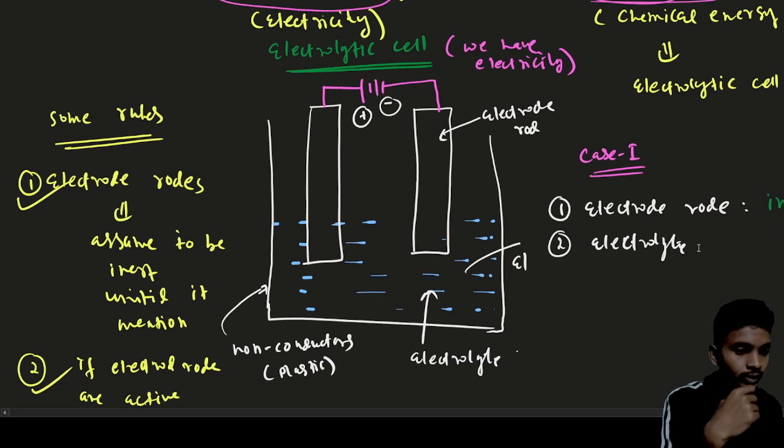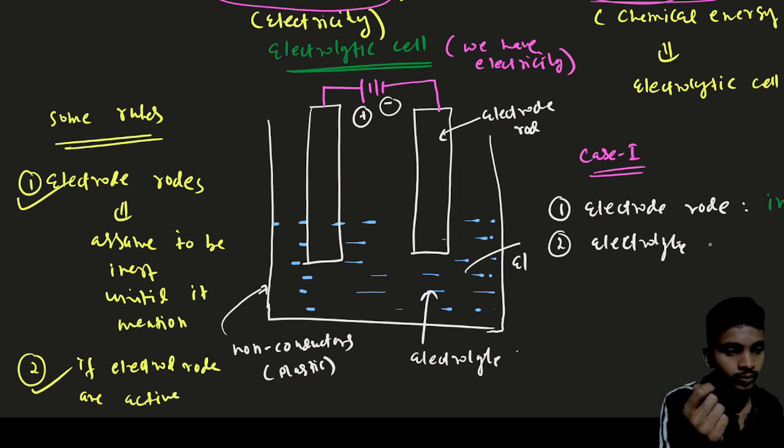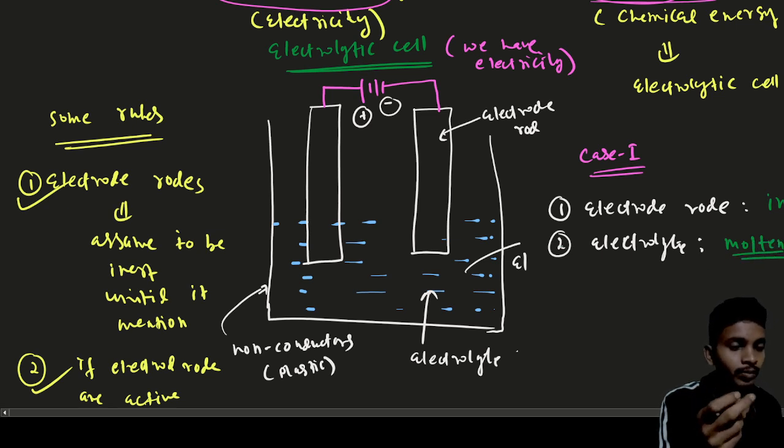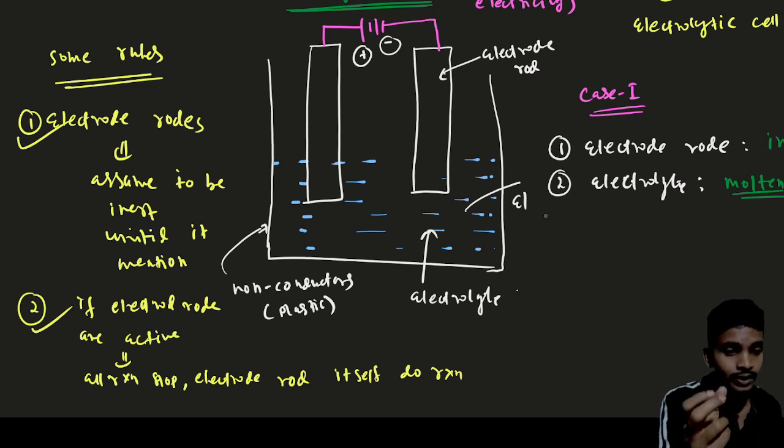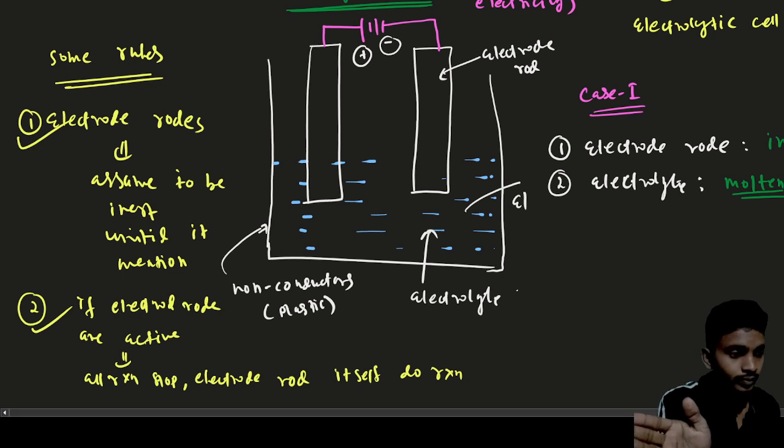So for the electrolyte here, let's say I take molten NaCl. Molten, because molten means no water is present, only NaCl is present. So in this case what will happen? Electrolytic cell means the discharge of electrolyte will happen, means discharge of cations and anions will happen.